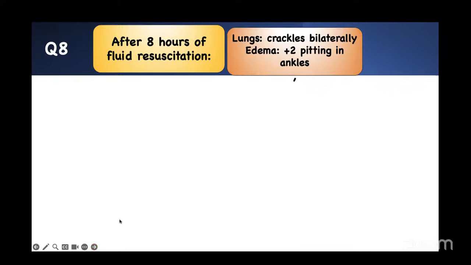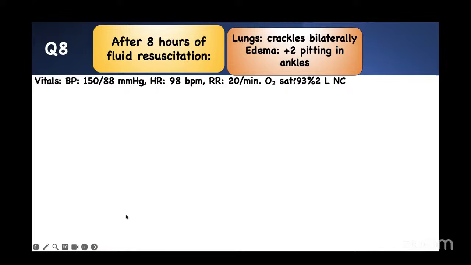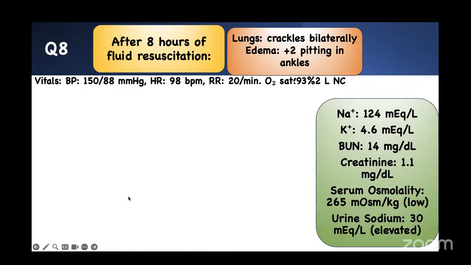Now, last one. After 8 hours of fluid resuscitation, now we've given the patient too much fluid. Look at it. It's getting crackles bilaterally in the lungs, fluid overloaded, right? Edema in the ankle, pedal edema, fluid overloaded, right? Blood pressure, like we said, is hypertensive, fluid overloaded. Heart rate 98, with the respiratory rate and saturation shown. So we know this patient is fluid overloaded.